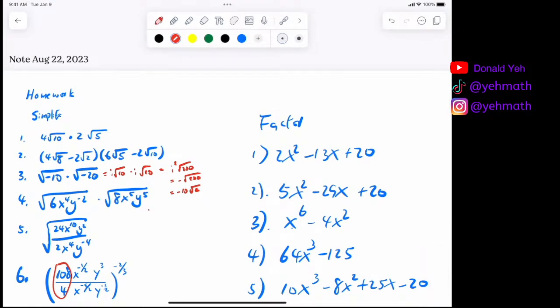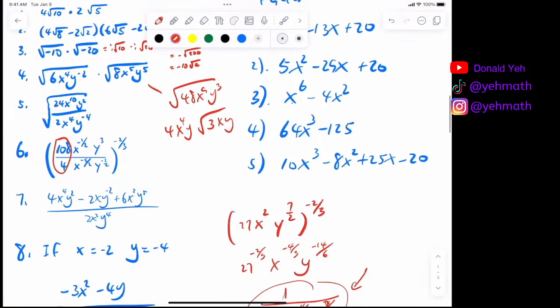4 is going to be, I'll just do it here, the square root of 48x to the 9, y to the 3. Now I can probably take out a 4, so 16 times 3, so it's 3 inside, x to the 4th y, and this x y. I think this is what I got. Any last question? No? Okay.